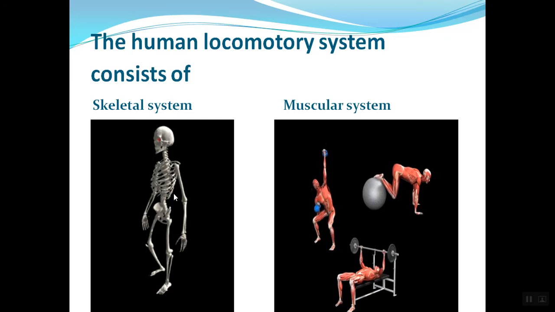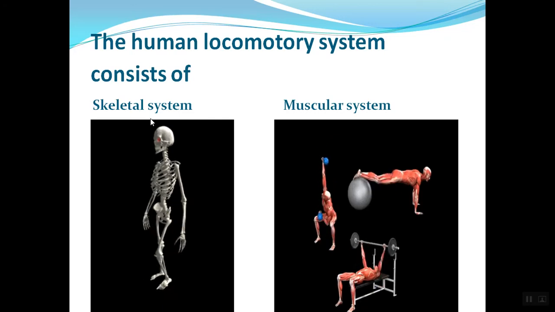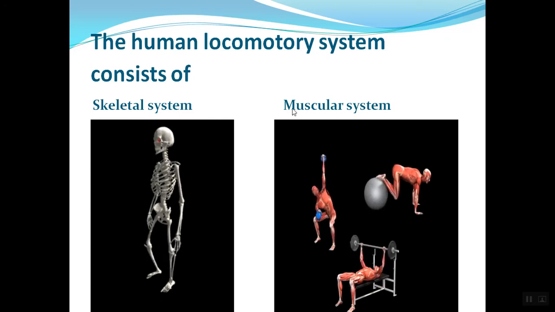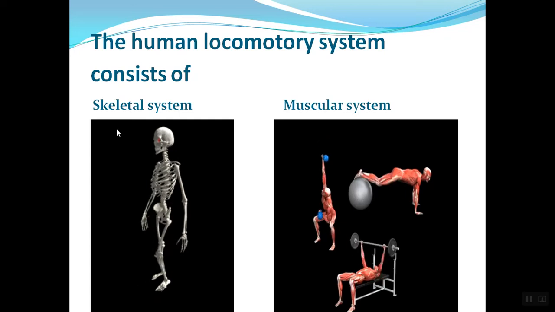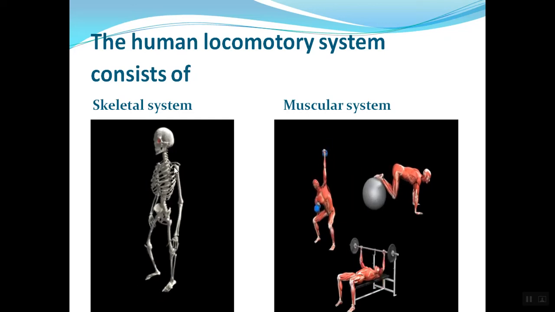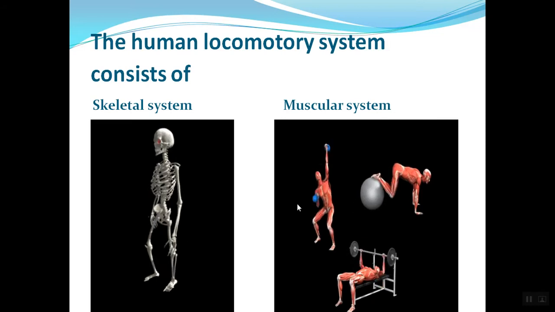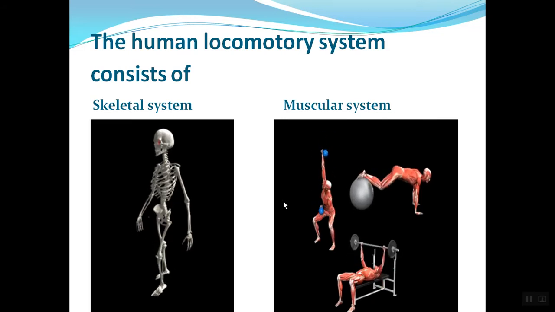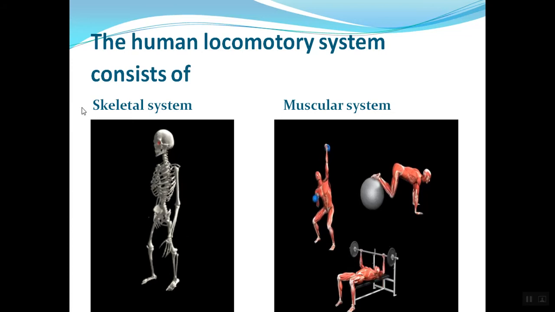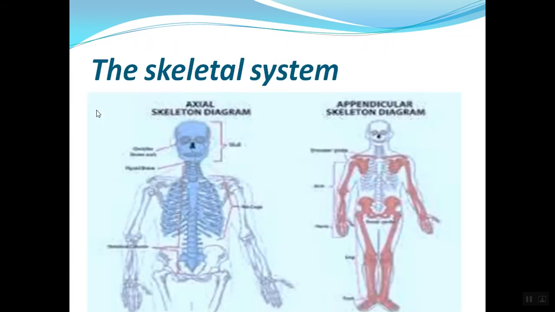So the human locomotory system consists of the skeletal system and the muscular system. The skeletal system is the system of bones. The muscular system is the system of muscles. In this lesson, we will study only the skeletal system. The skeletal system consists of two main parts, which are the axial skeleton and the appendicular skeleton.